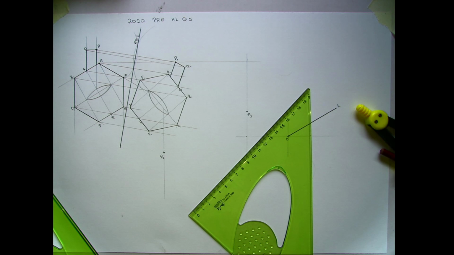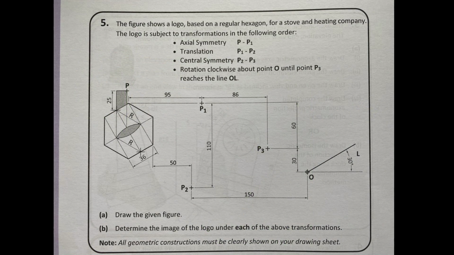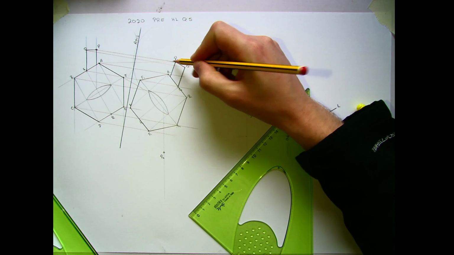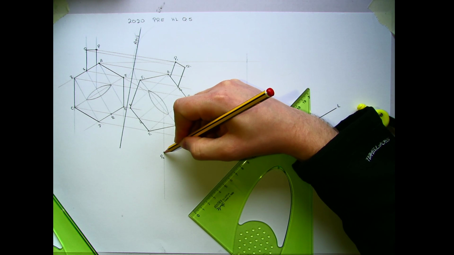So let's now have a look at the second transformation that needs to happen, and just have a look at the question once again. So the second part of this is a translation from P1 to P2. We've already located both of those points, so P1 to P2. So we'll just swap back again. So P1 is up here, P2 is down here underneath it.